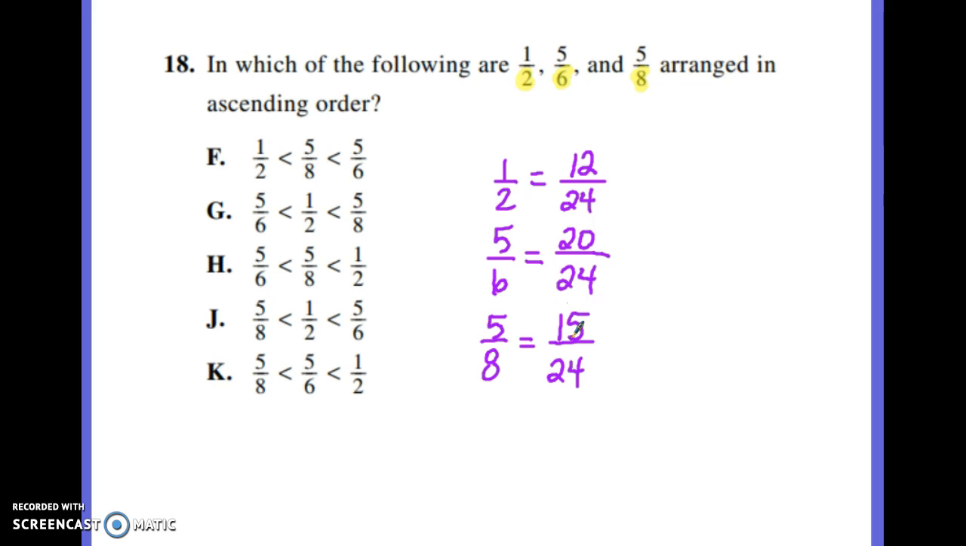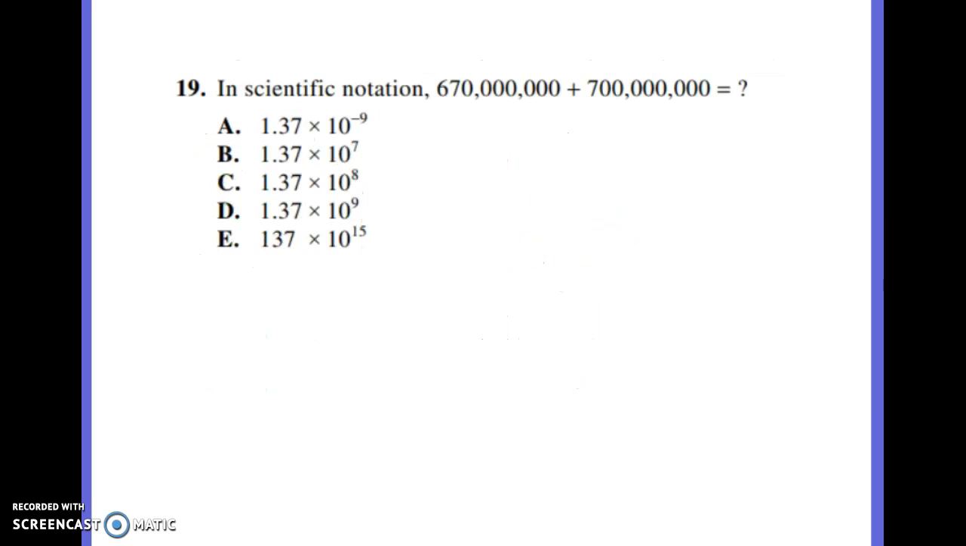So then when you look at your fractions with a common denominator of 24, you see that 1/2 would be the smallest of the three. So if you're going in ascending order, that 1/2 needs to be first. So we can mark out all of these other answer choices. I would just make sure that 5/6 would be my largest of the three, and with answer choice F, that is in fact the case.